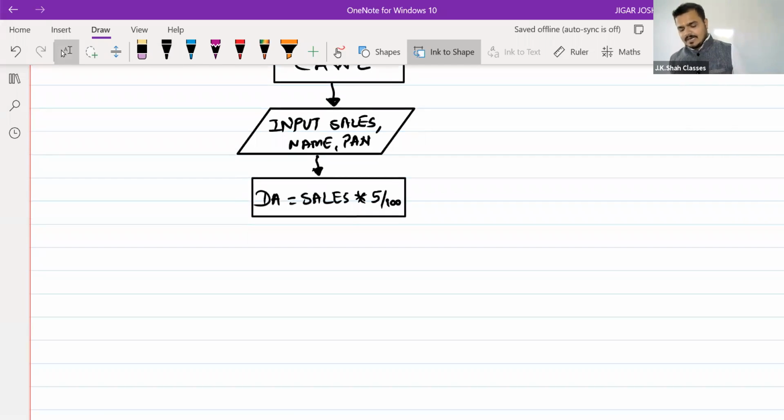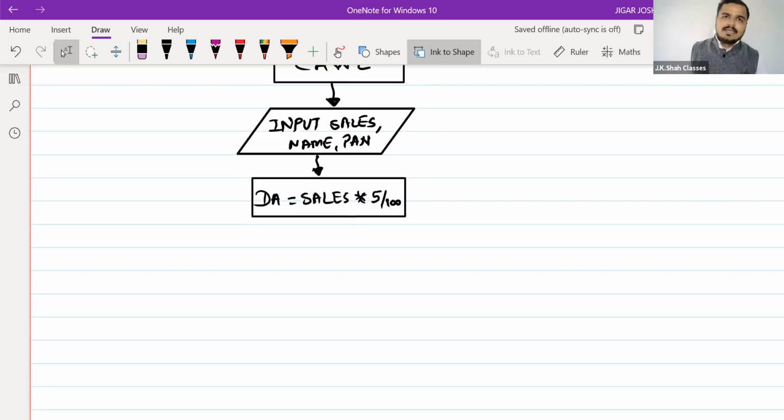If you are a smart chartered accountant and you know that 5 divided by 100 is 0.05, then you can even write 0.05 directly. That will also be understood as an accurate answer. Understood, my dear chartereds? Yes, sir. So discount amount is equal to whatever sales value we got from the user, into 5% of it. Understood? Yes, sir.